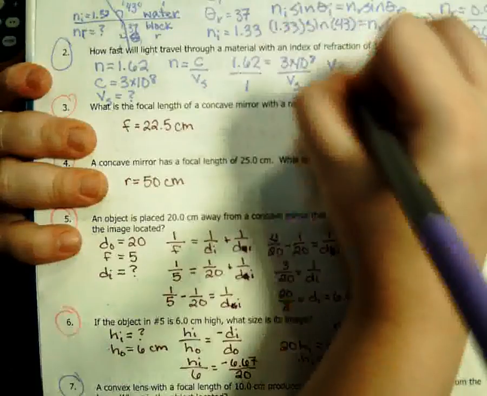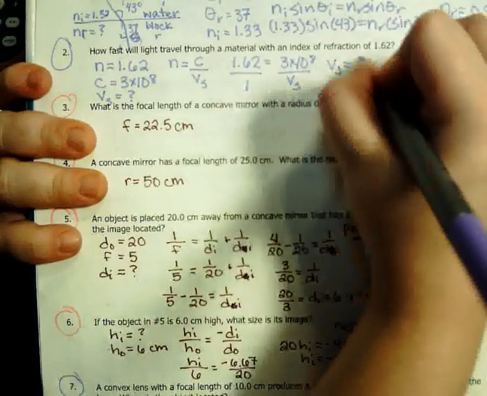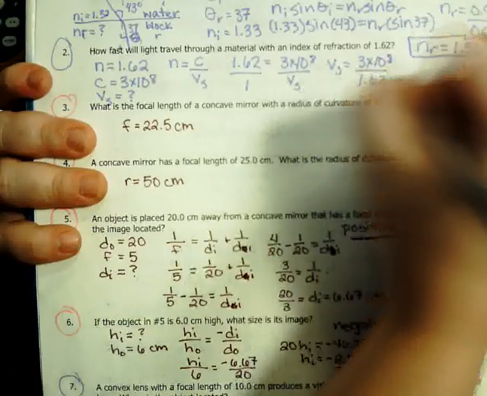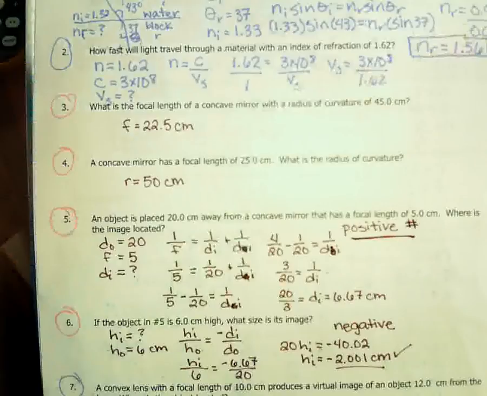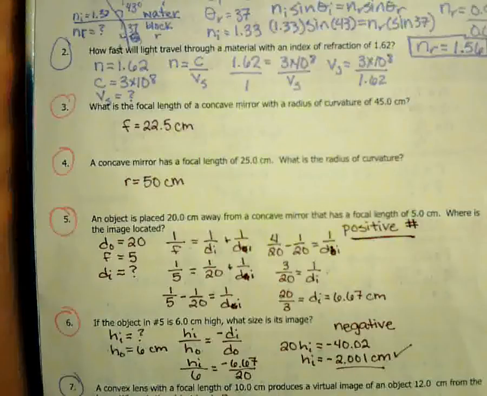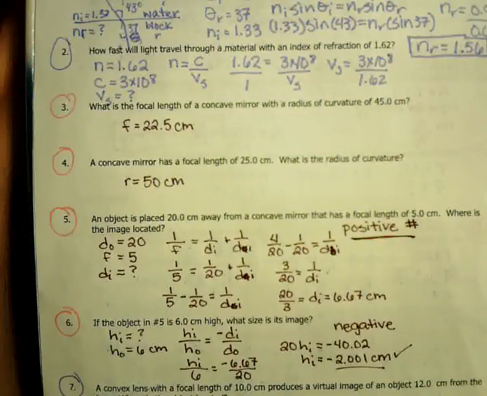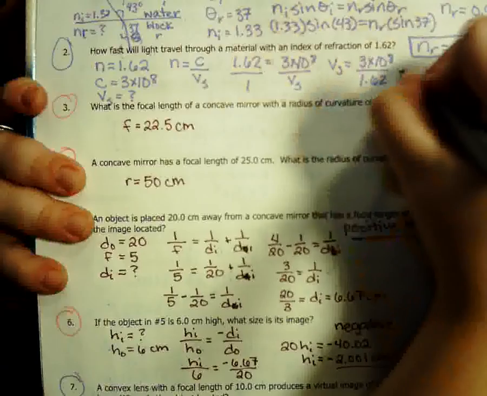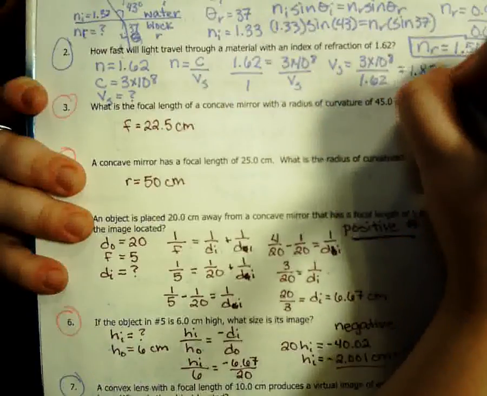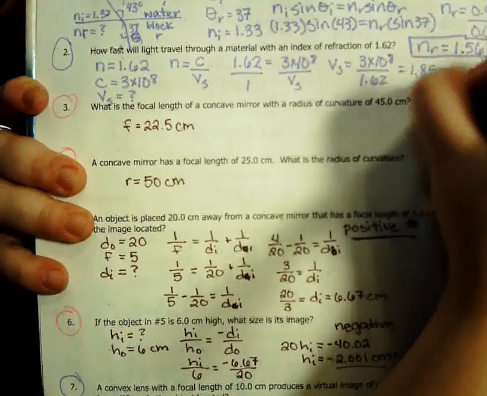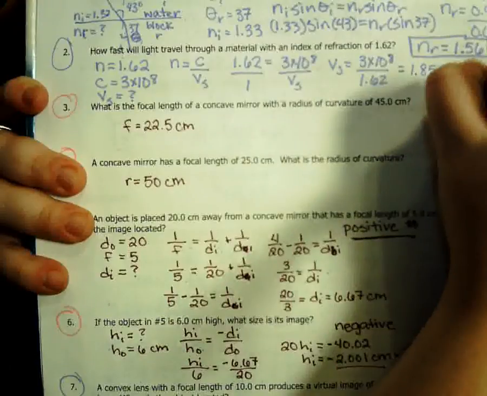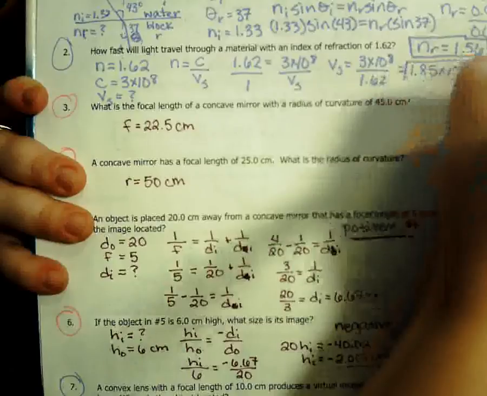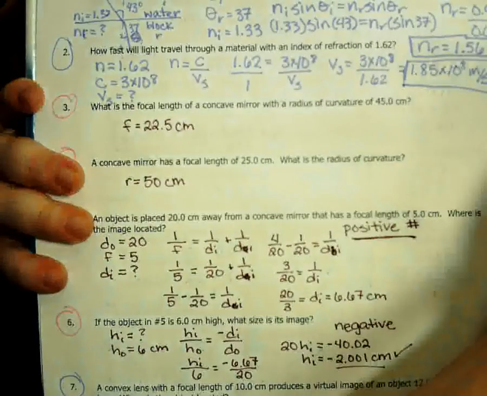Cross multiply. 3 times 10 to the 8th divided by 1.62. And I'm getting 1.85 times 10 to the 8th meters per second. Ta-da!